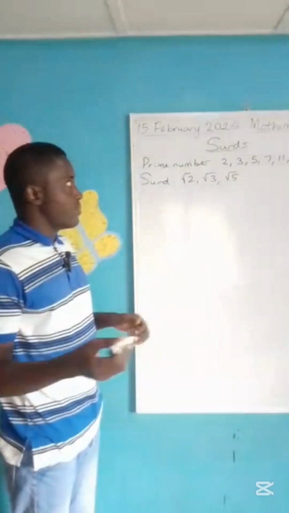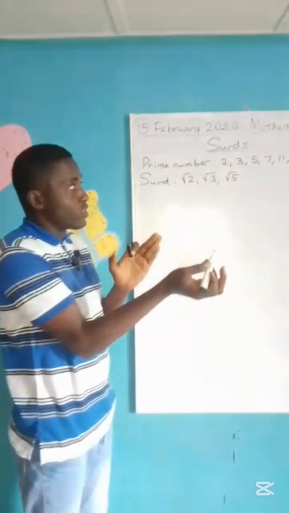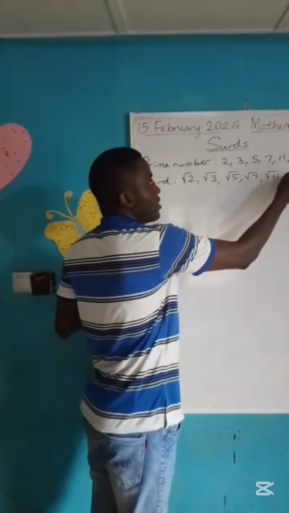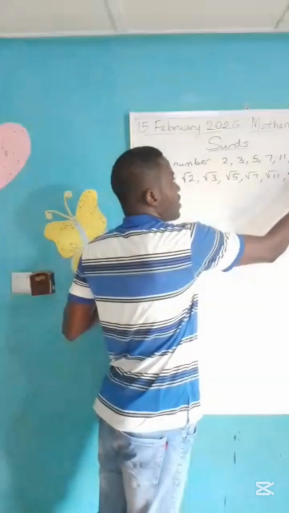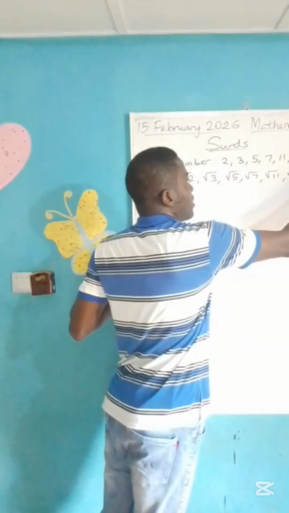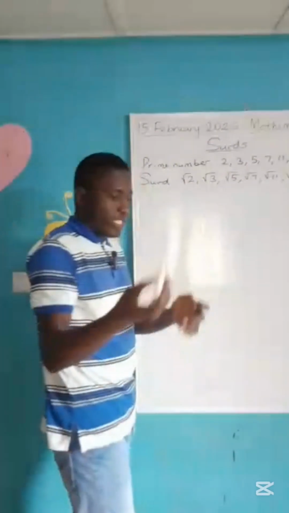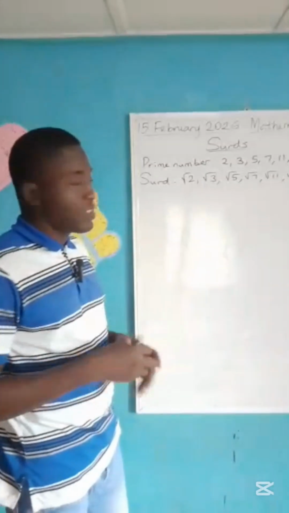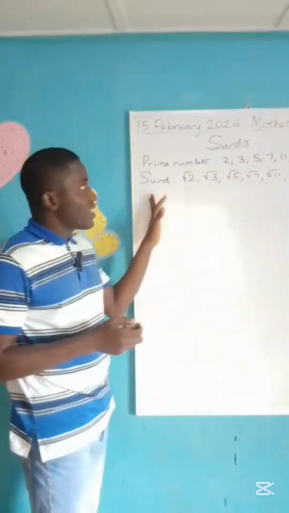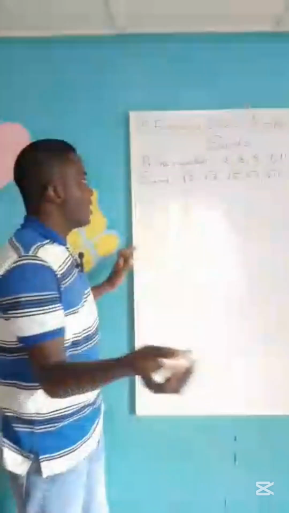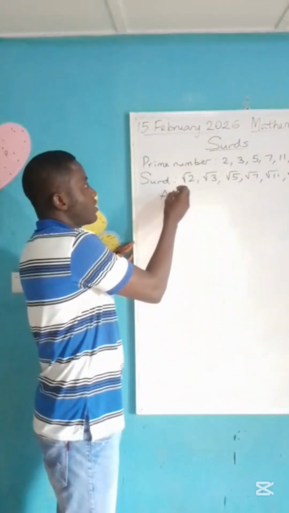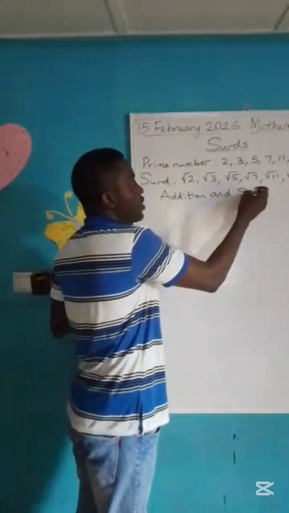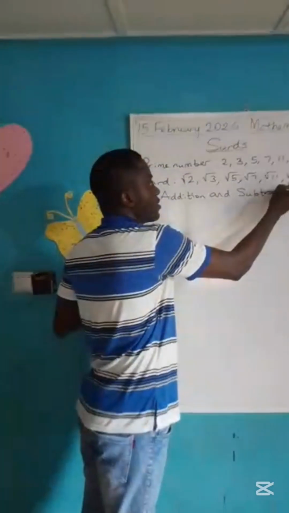So those are surds. Square root of 7 is a surd, square root of 11 is a surd, square root of 13, square root of 17, square root of 19, square root of numbers like 23, 29, those are surds. So the next thing after knowing what surds are is how do we add surds. So we talk about addition and subtraction of surds.